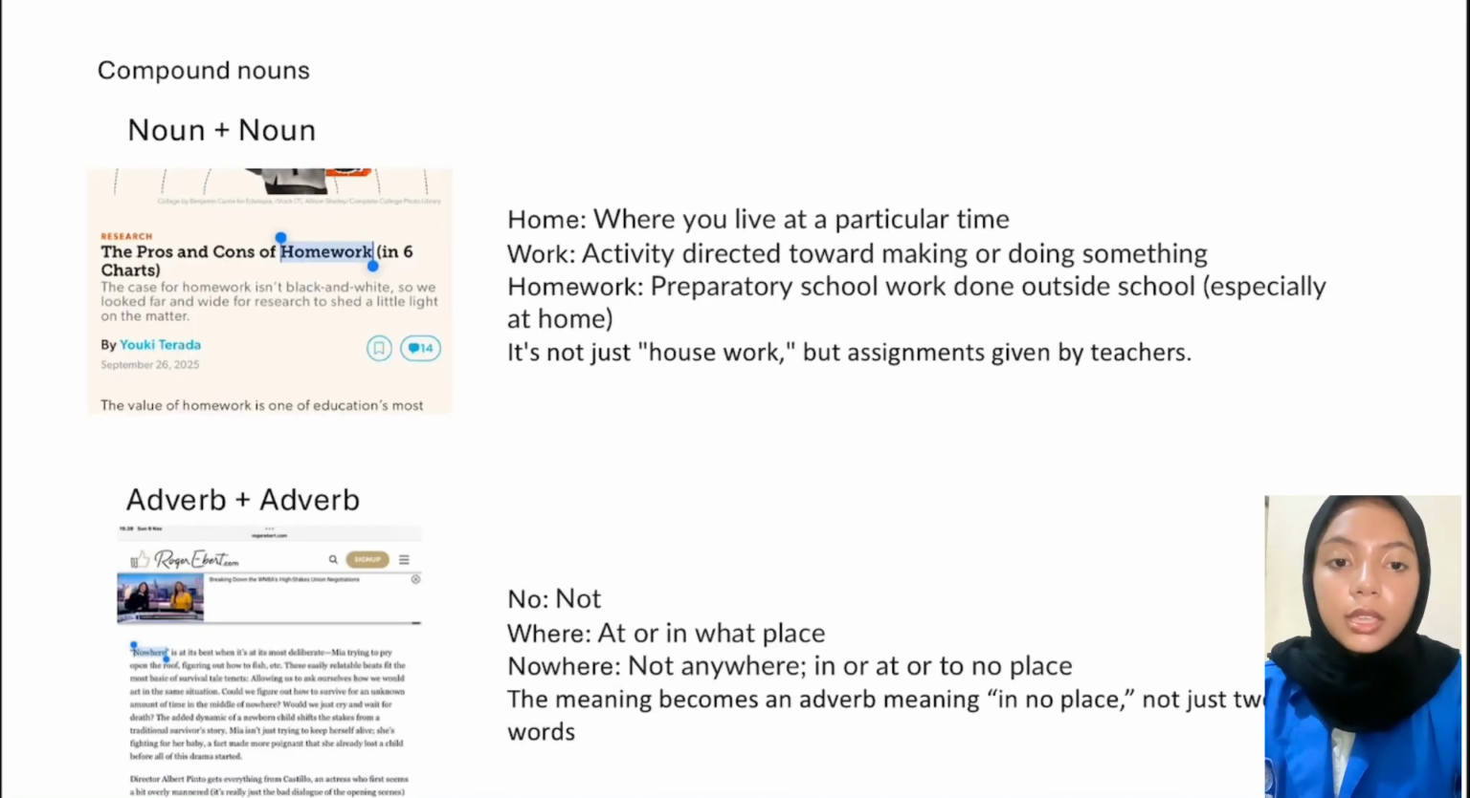Home is where you live at the particular time. Work, activity directed toward making or doing something. Homework is preparatory school work done outside school, especially at home. It's not just housework but an assignment given by a teacher.